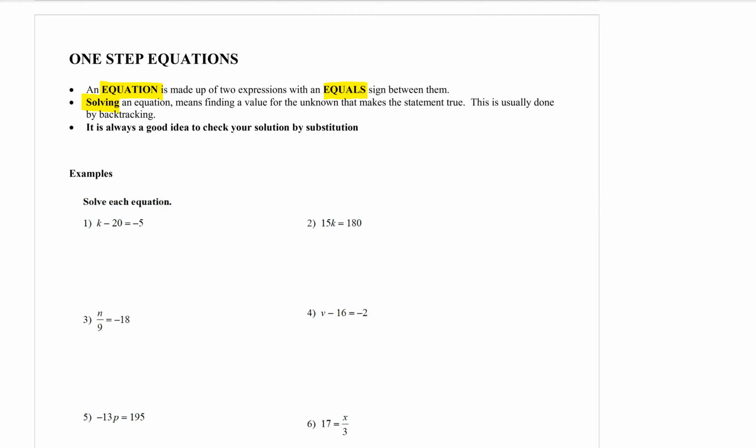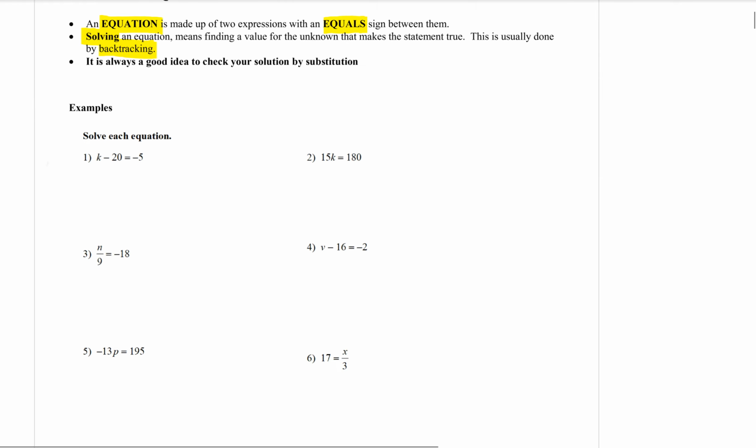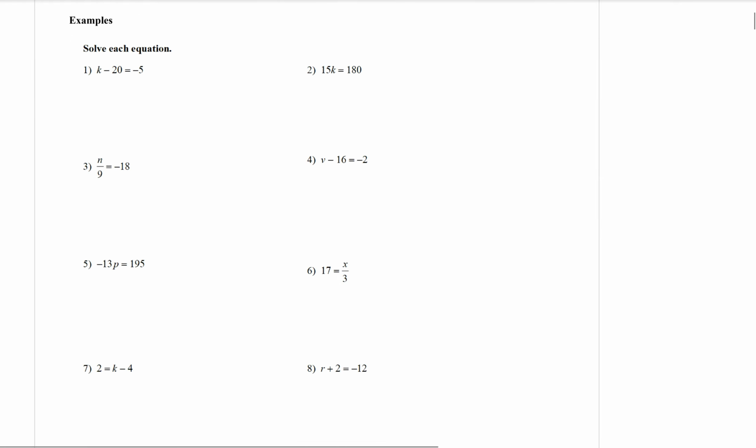This is usually done by backtracking, which is doing the opposite operation in the equation. It is always a good idea to check your solution by substitution. So let's have a look at these examples. These are one-step equations because when you have a look at the pronumeral here, k, you can see that there is one number on the left-hand side of that equal sign with the k. So there's one number that I need to move away.